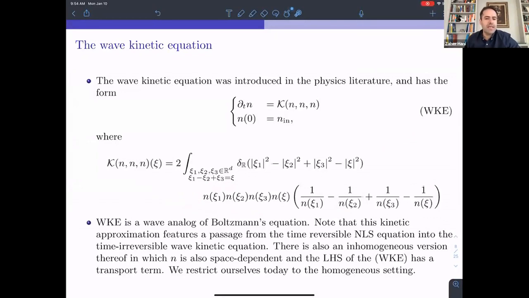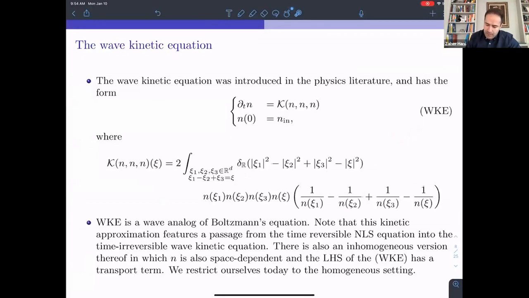So this is understood as a wave analog of Boltzmann's equation. And again, we have a kinetic approximation that features a passage from a time reversible system, which is the NLS equation, to a time irreversible wave kinetic equation over here. This is indeed time irreversible. You have an entropy for this equation and the H theorem.